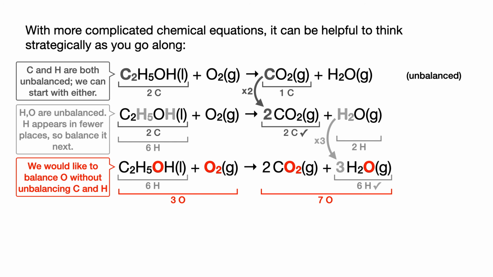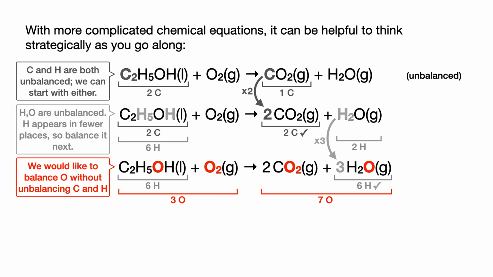So one way that we could balance the oxygen is if we multiply all the coefficients on the left by 7 and we multiply all the coefficients on the right by 3. That would give us 21 oxygens on the left and 21 oxygens on the right, which is good, but it would break the carbon and hydrogen. It would knock those out of balance. So let's see if we can find another way to balance the oxygen. And we can take advantage of the fact that oxygen appears in multiple places.